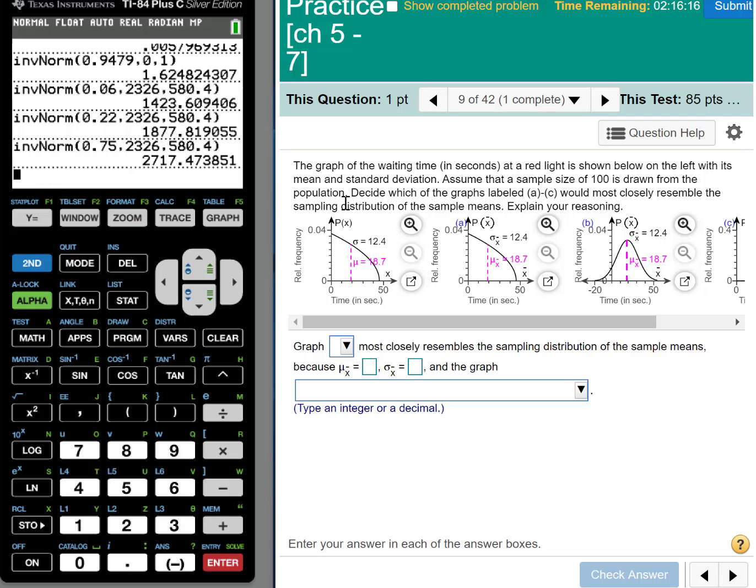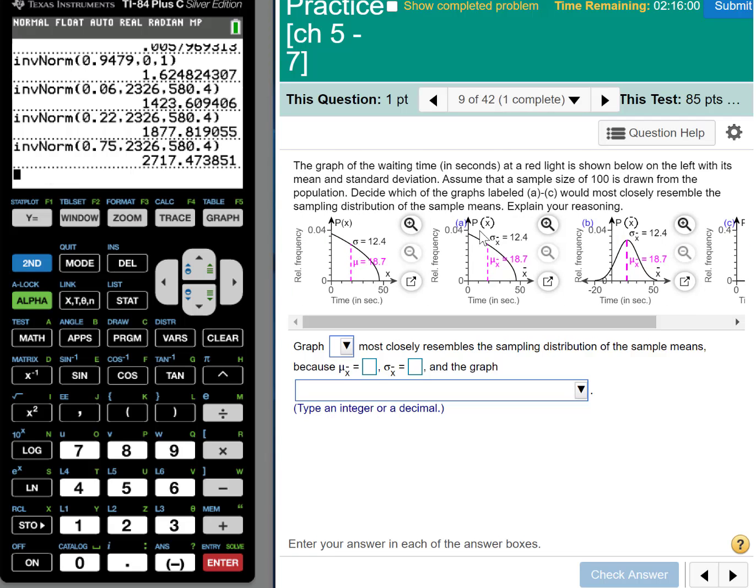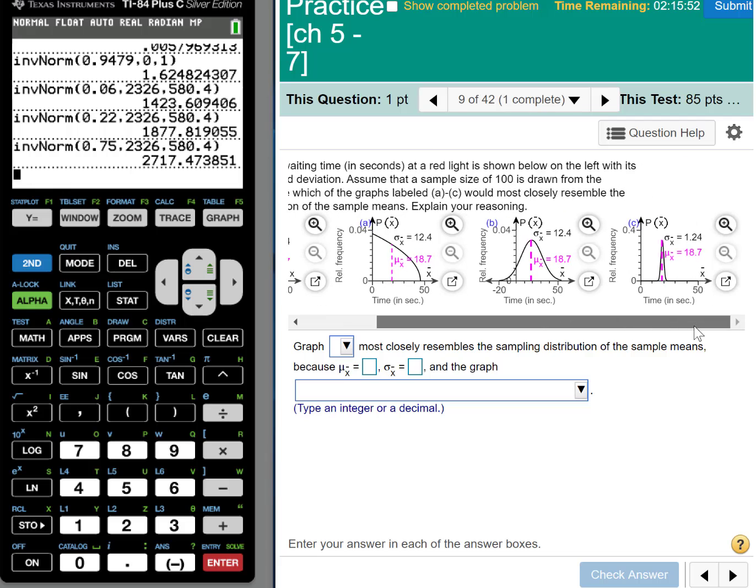So it can't be this. This is the original population. It's not normal. It looks like it's skewed to the right. So my answer should be actually either this or that. The mean here is 12.4. The mean has to be the same as the mean of the original population. Since the original population has 12.4, 18.7, they have to be 18.7. But you notice they are all 18.7.